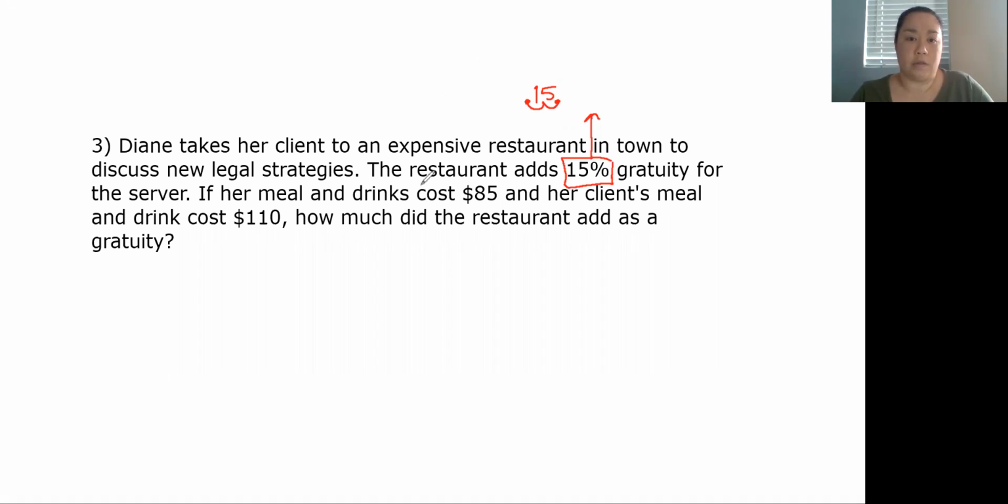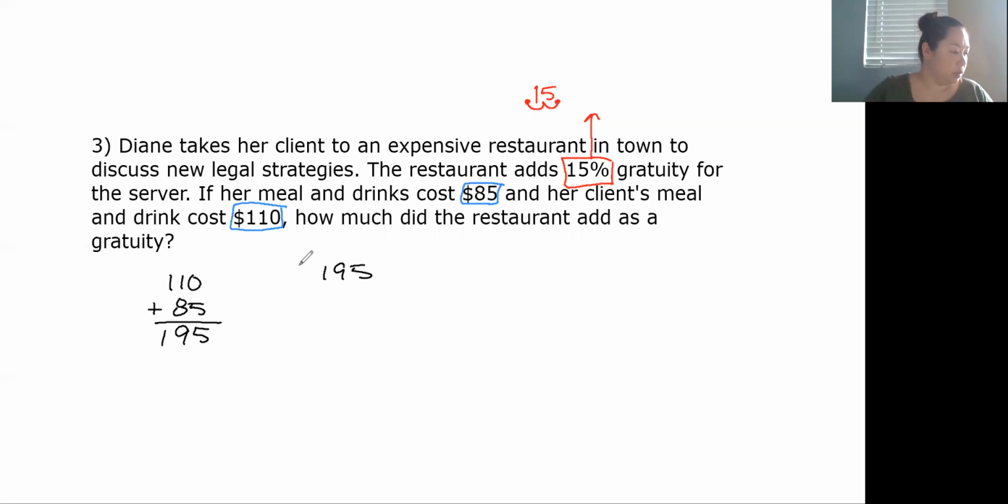And then her meal costs 85. The client's cost 110. All right, so first we need to figure out what the total bill was. So I'm going to do $110 plus $85. 0 plus 5 is 5. 8 plus 1 is 9. And then 1 plus nothing is 1. So the total was $195. But we need to figure out how much 15% of 195 is.